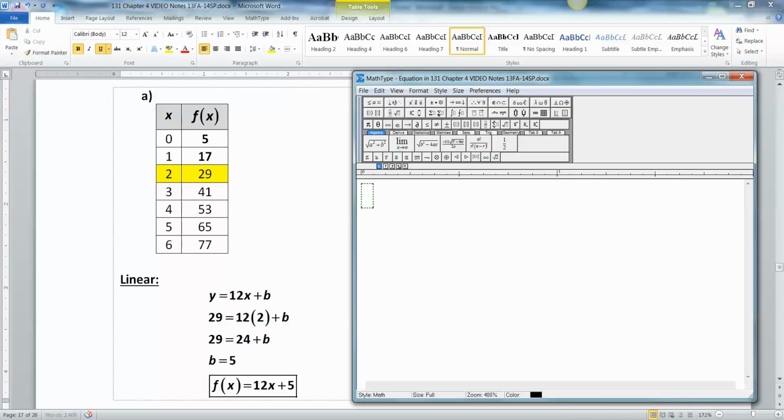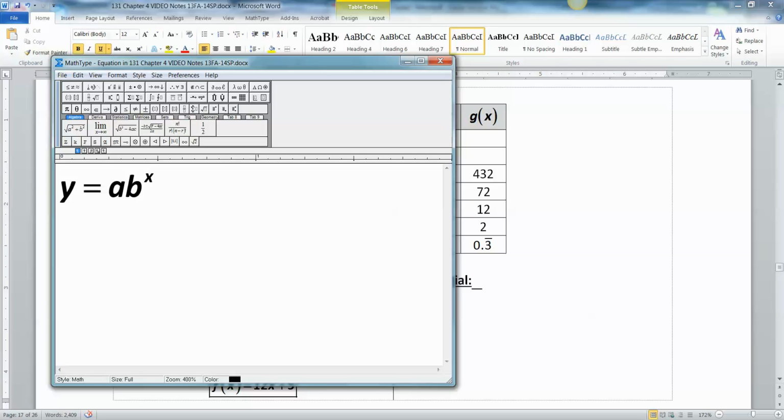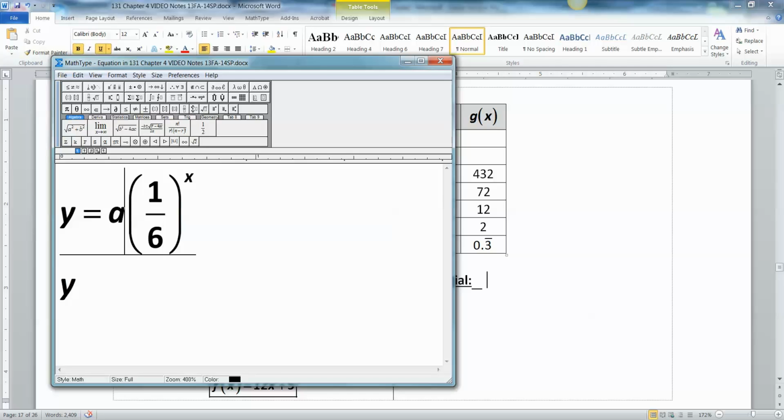Let's see if we can do this. So y is equal to a times b to the x. Now we can tell that it's got to be a sixth, right? So we know y is equal to a times 1/6 to the x. You can tell that because you're working your way down, so it's got to be a fraction. And because 12 divided by 6 is 2, 72 divided by 6 is 12, and so on. So all we need is to figure out a, and we'll be great.